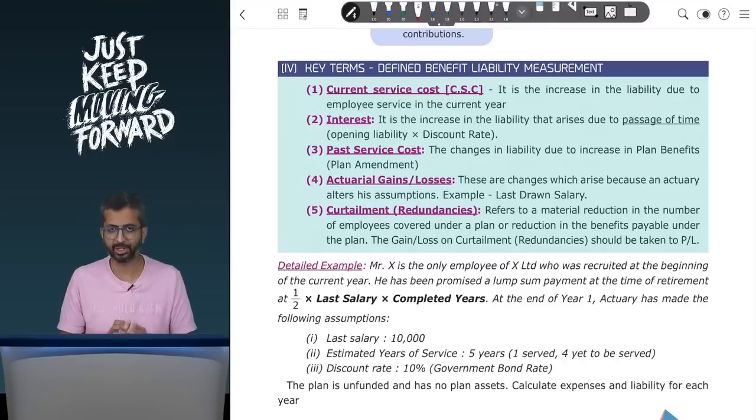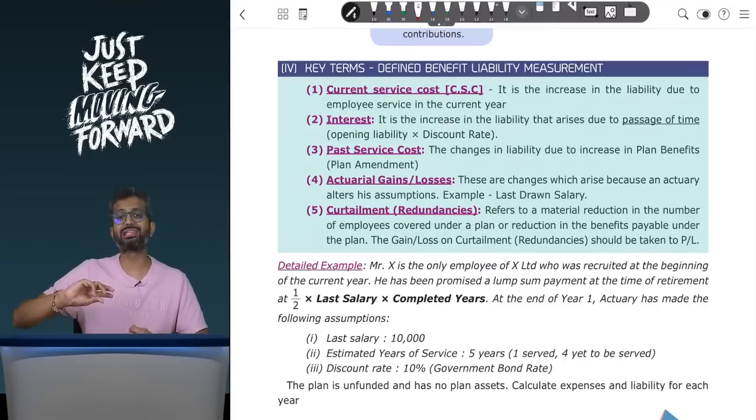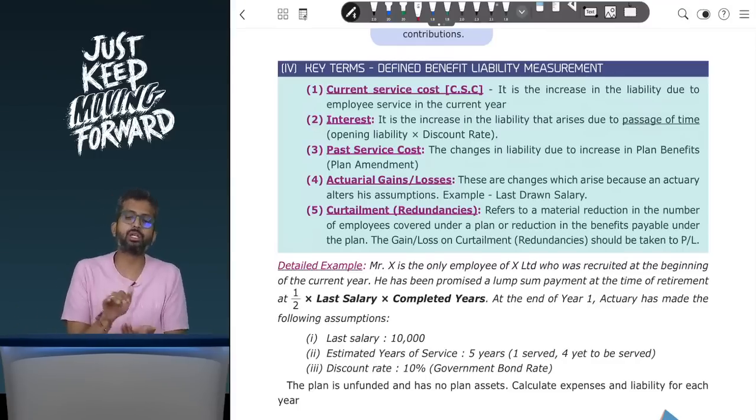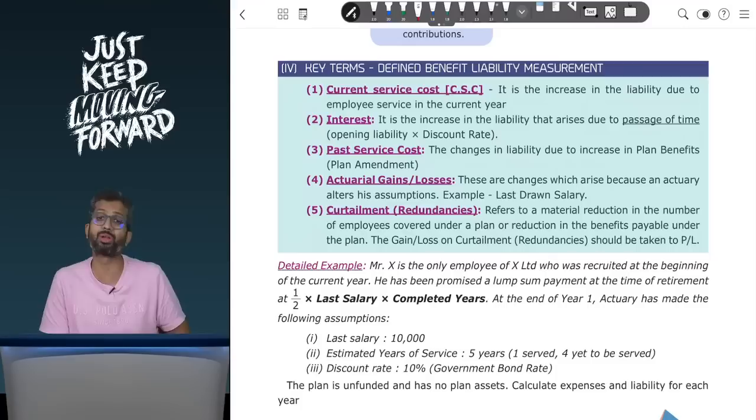It's a little complicated. Past service cost is something where the amount that you have to pay increases, whereas curtailment is something where the amount that you have to pay reduces. Like earlier the promise was to pay 1/2 into last drawn salary into completed years. Now you revise the promise to only 1/4 into last drawn salary into completed years. So you have curtailed, reduced the benefit.